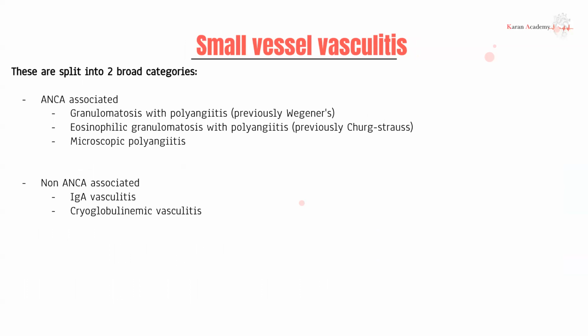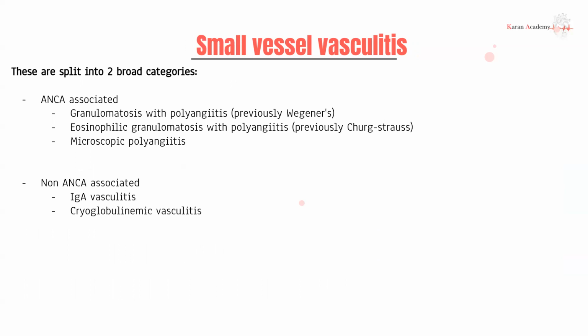Finally, with small vessel vasculitis, we brought them into two categories, the ones associated with ANCA and the ones that are not associated with ANCA. As you know, ANCA is the antibody marker we commonly use.